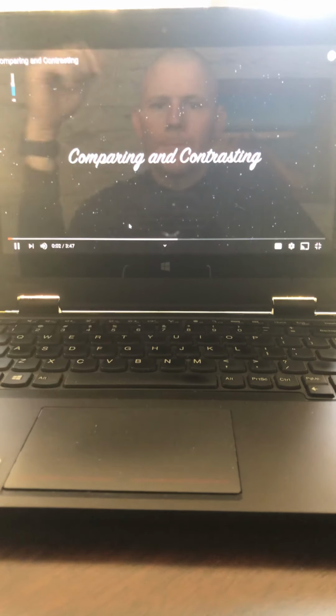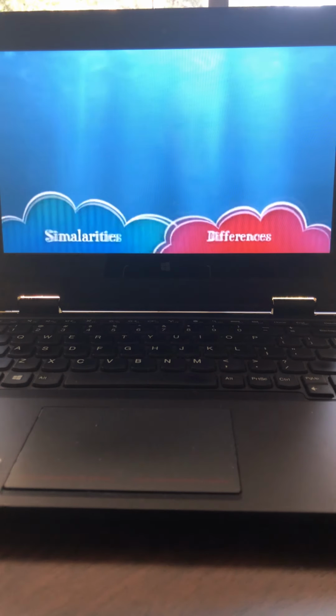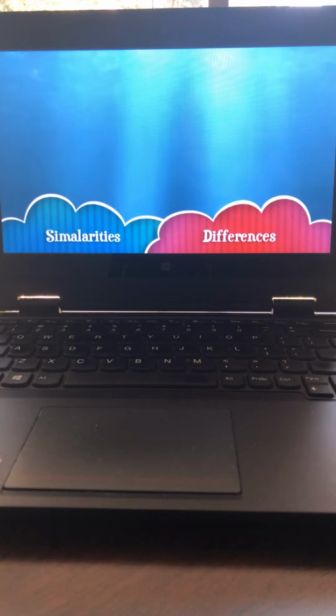Contrasting. Today we are going to be comparing and contrasting Marlin and Dory from Disney Pixar's Finding Nemo. We will be finding the similarities and differences between the two characters using keywords such as similar, similarity, both, also, and contrast words like difference, however, but.